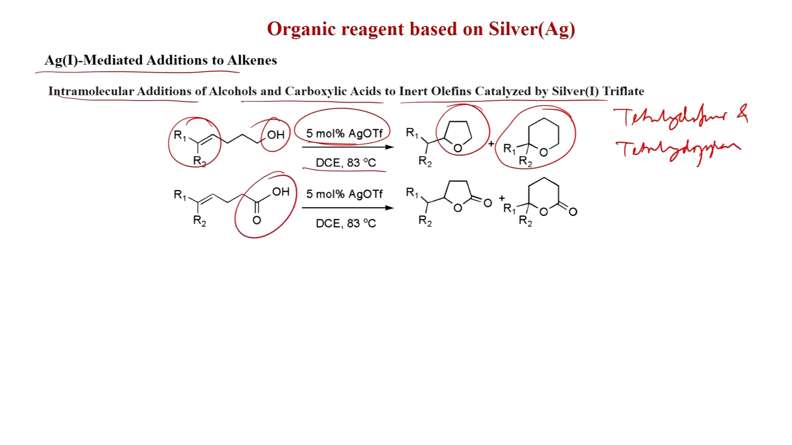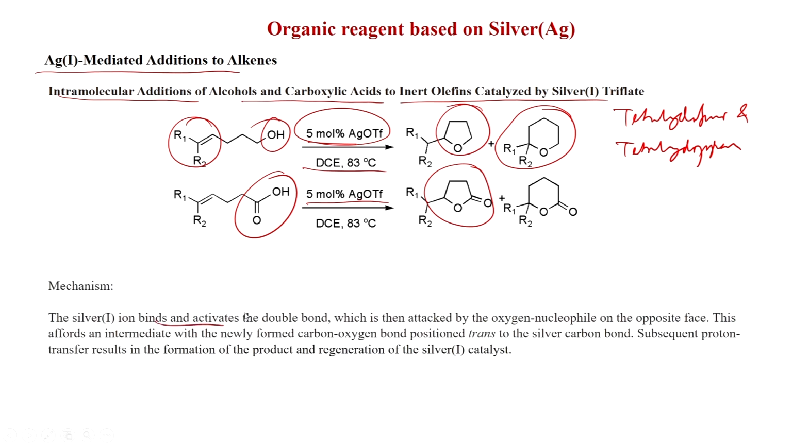With carboxylic acid also you get cyclization, you get the lactone, 5-membered or 6-membered, and we will see depending on R1, R2 you get this ratio. The silver ion binds and activates the double bond which is then attacked by the oxygen nucleophile on the opposite face. This affords an intermediate with the newly formed carbon-oxygen bond positioned trans to the silver-carbon bond. Subsequent proton transfer results in the formation of the product and regeneration of the silver(I) catalyst. So, this is the mechanism. So, silver coordinates with the double bond.